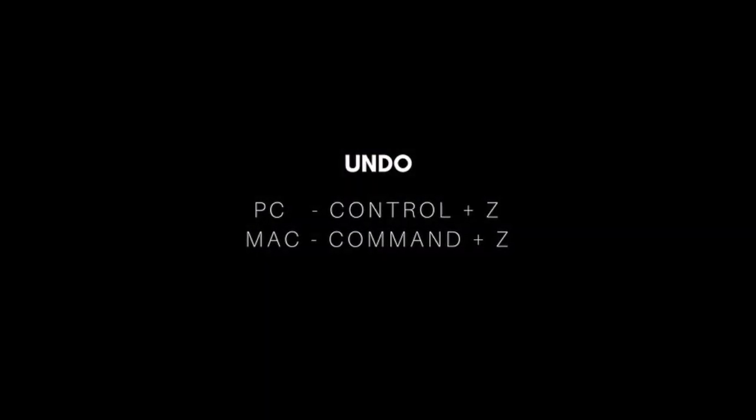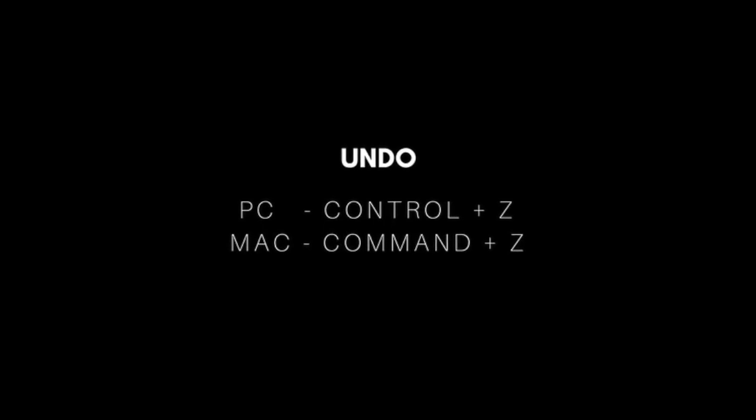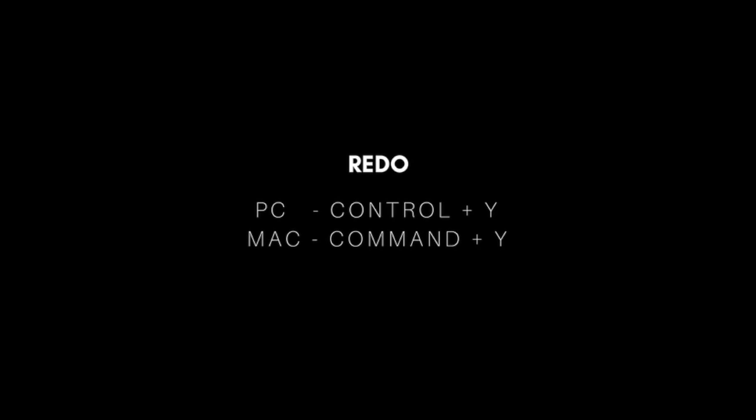Next up is undo and redo. These are going to save your life on many occasions. Undo is used just to undo things. You can use either Control or Command Z. This is going to undo the last thing you did. And if you press it again, it's going to undo the thing before that. And again, the thing before that, and keeps going on and on. So if you make a mistake or you want to go back a couple of lines, you can just use this shortcut.